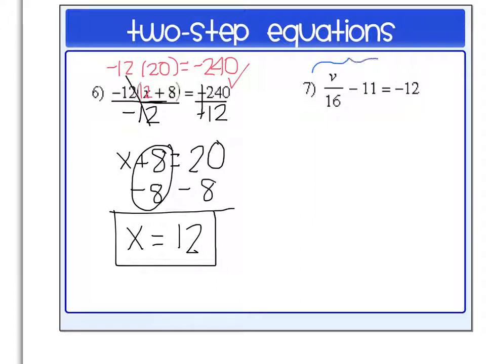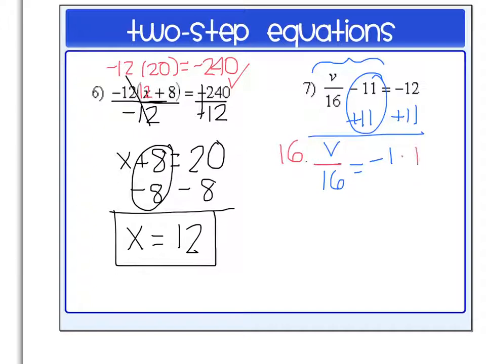On number 7, the farthest thing away from our v but still on the same side is our minus 11. We first want to get rid of our minus 11 by adding 11. These zero out. We're left with v over 16 equals negative 12 plus 11 is negative 1. What's connected to our v still is our divided by 16. To undo dividing by 16, we're going to multiply by 16. The 16s cancel out because they're 1, and v equals negative 16.